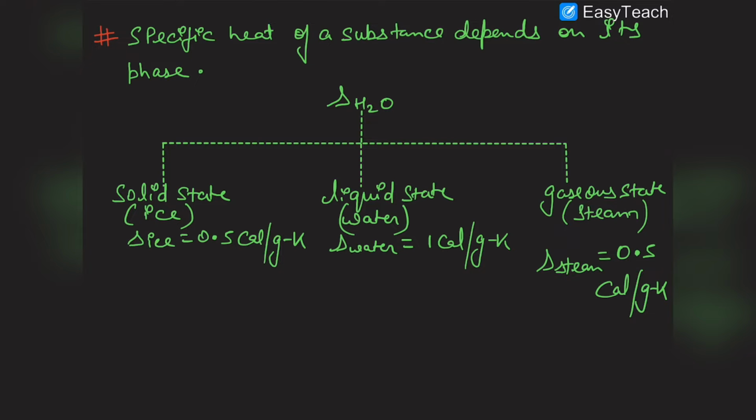And in the gaseous form, when we call it steam, then the specific heat is 0.5 calorie per gram Kelvin. This is accurately 0.47, and approximately we can take it as 0.5. Okay, so we can see that the specific heat of the same material depends on the phase in which it exists. So in a different phase, the specific heat of the same material can be different.